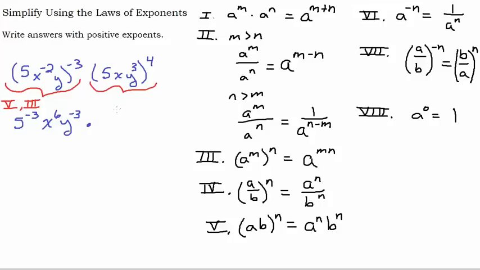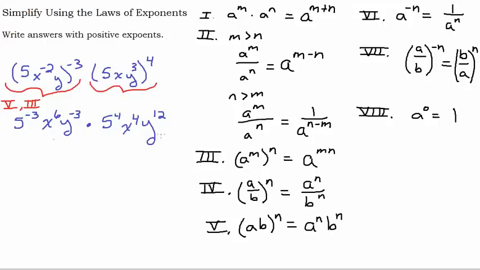And I'm going to use pretty much the same rules again. So I have 5 to the 4th power. Oh, that looks like a 9. Let's try that again. 5 to the 4th power, x to the 4th power, and then I've got y to the 3rd to the 4th, so I have to multiply these. That's rule number 3, y to the 12th.